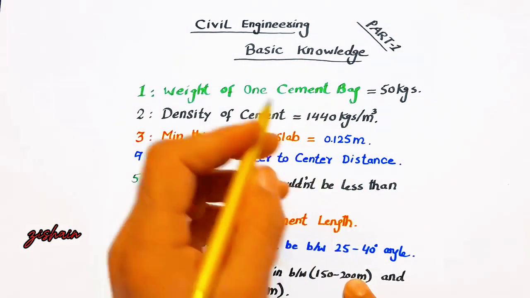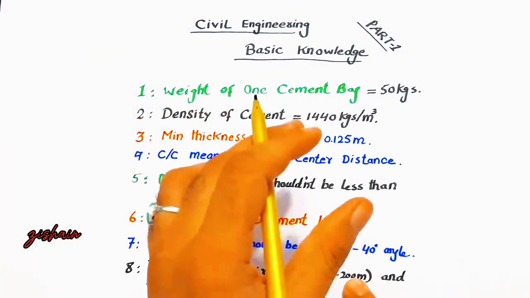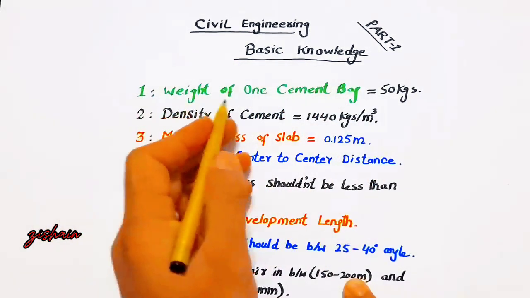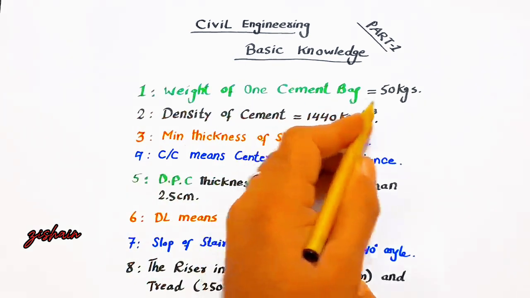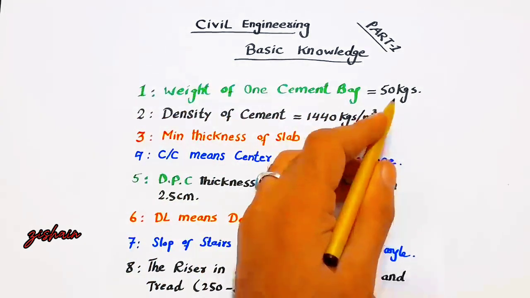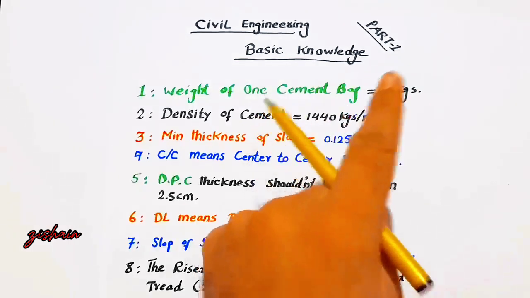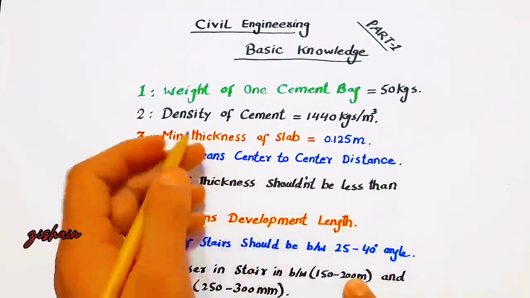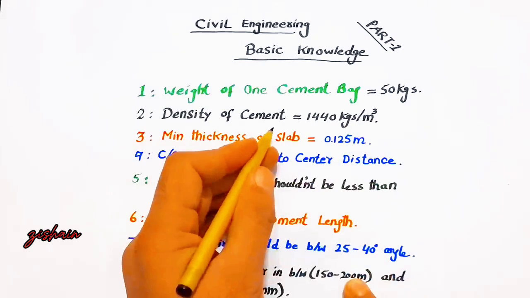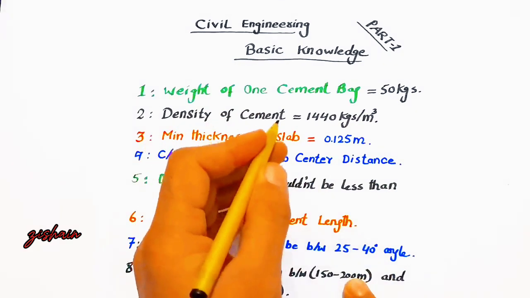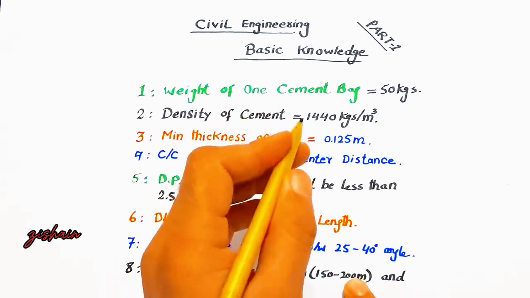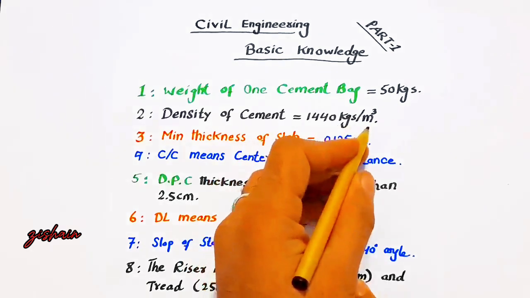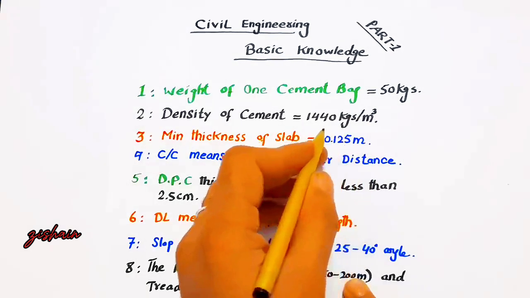Guys, the first one is you should know the weight of one bag of cement. The weight of one bag of cement is 50 kgs. Okay, the second one is, guys, the density of cement. The density of cement in cubic meter is 1440 kgs per cubic meter. This is the density of cement.